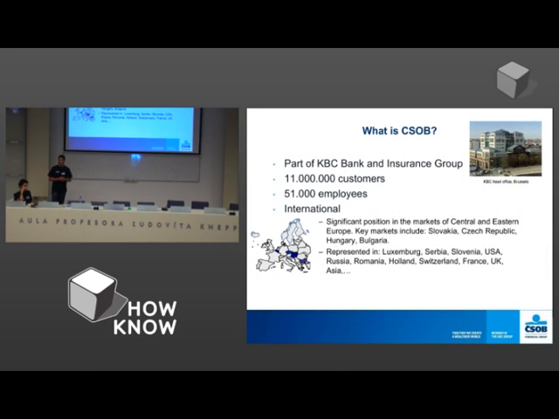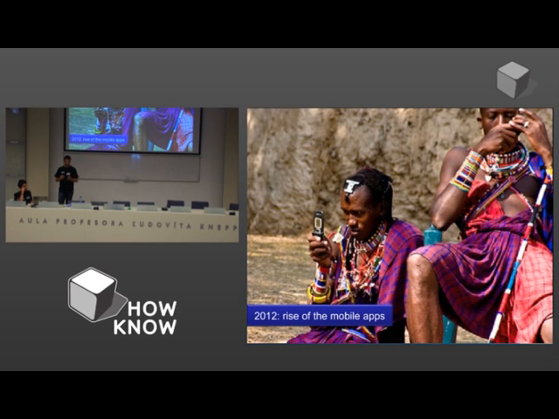Short introduction, what is ChaseOB? ChaseOB is, well, you all know it. It's a bank insurance company. It's a part of an international group called KBC, which has 11 million customers, like 50,000 employees. International company, and Slovakia is one of the key markets. Very interesting, but let's go to the topic.